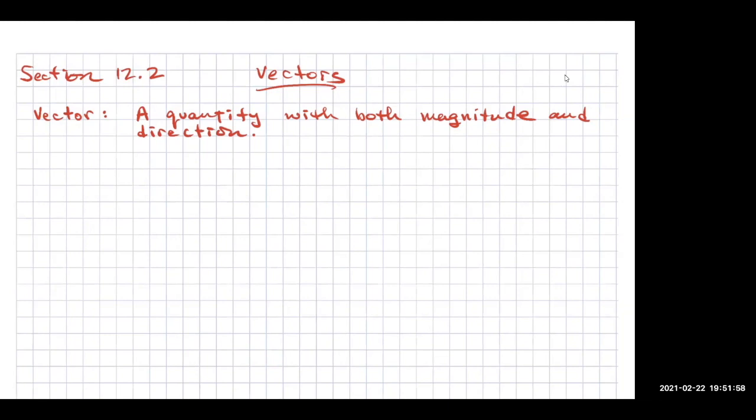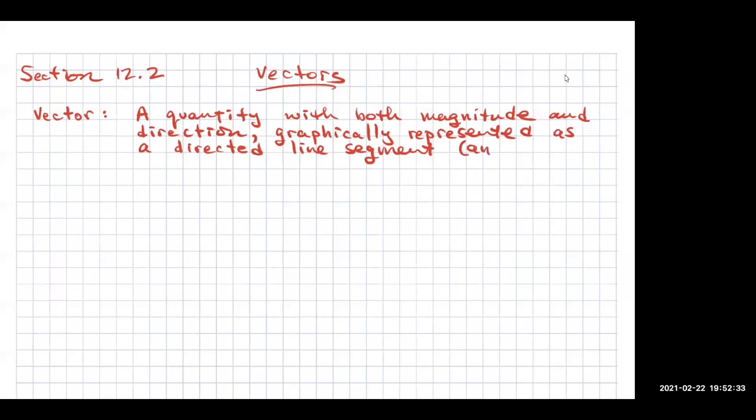Both magnitude and direction. We graphically represent it as what we call a directed line segment, which of course is another way of saying an arrow. Okay, so just real quick. There you go, that's a vector. So I might just give you some notation here.